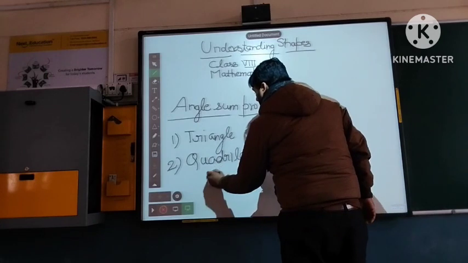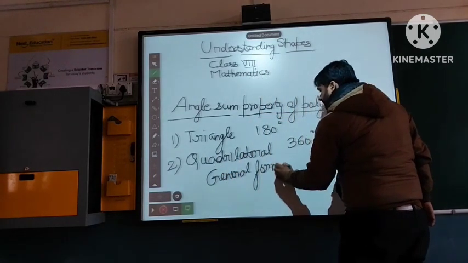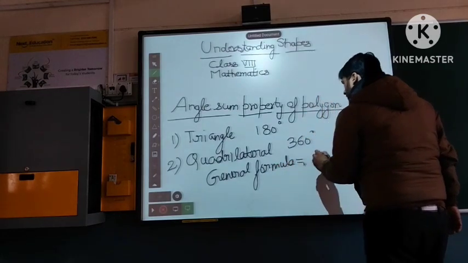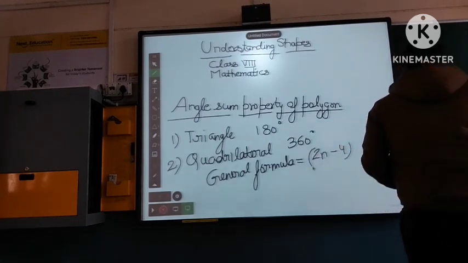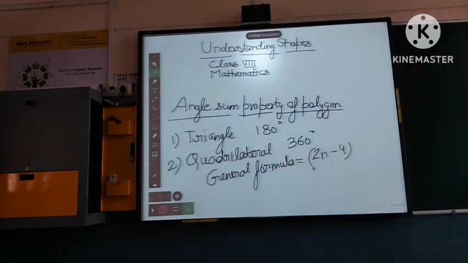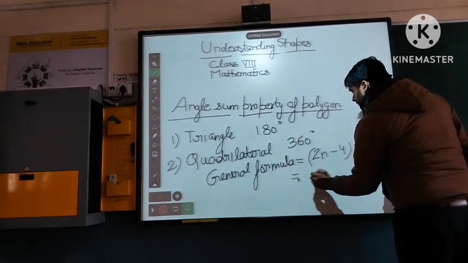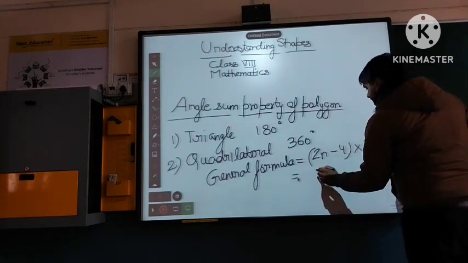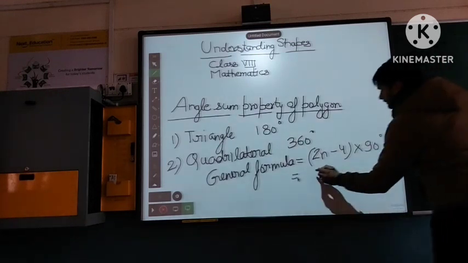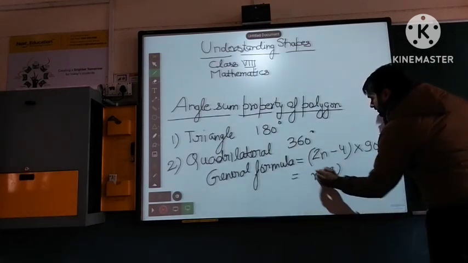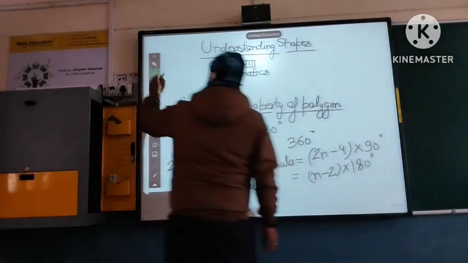This we have done also. The general formula is (2n - 4) right angles. I have been writing this formula; it is not wrong also. Right angles for 90 degrees. And I can also write it as (n - 2) × 180 degrees. That is also correct.